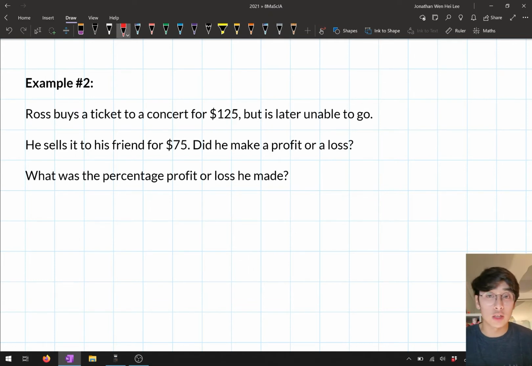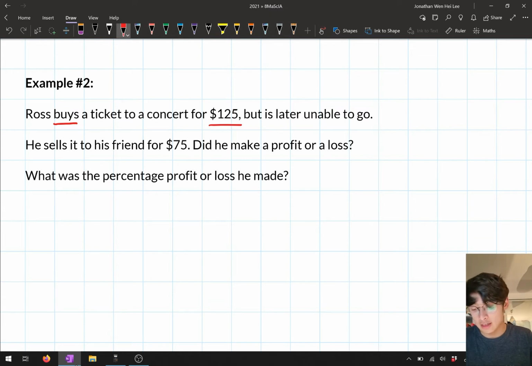Now in this first sentence, I'm going to underline two things. Firstly, it's $125. He's later unable to go, but I'm going to underline this $125. Okay, that's really important because that's a numerical amount that I'm going to be working with. Now the second part I'm also going to underline is that he's buying this ticket. It's important that he's the one that's buying it as opposed to selling a ticket to begin with. So here, Ross buys it for $125.